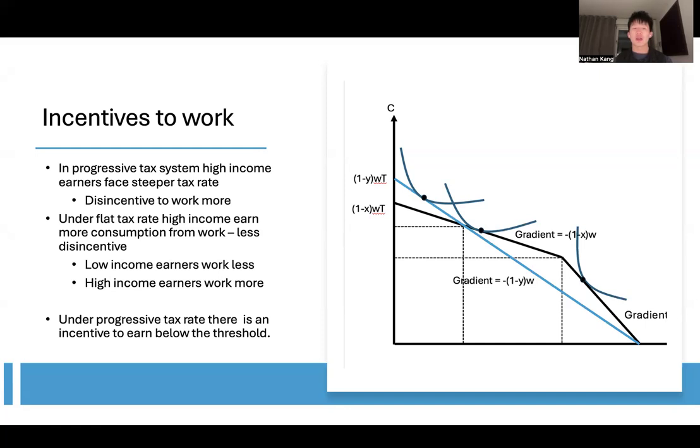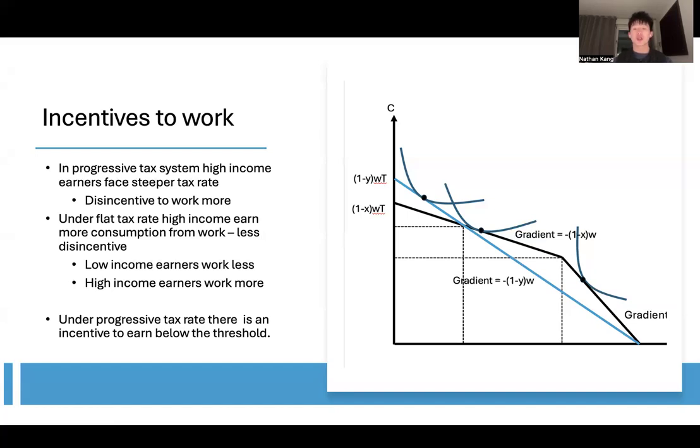However, under a progressive tax rate system, there's more of a disincentive to work, because I know that a lot of my income will be taxed. Under a flat tax rate system, what we will observe is that high income earners will want to work more, while low income earners will want to work less.